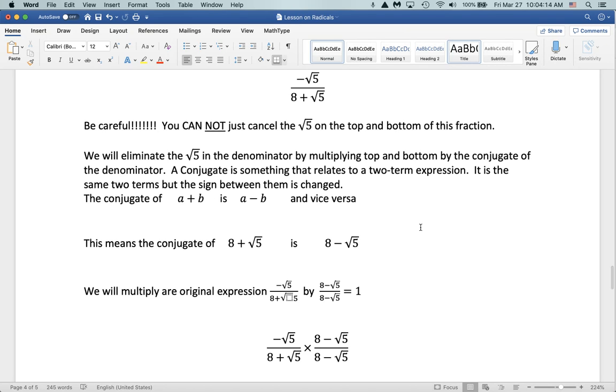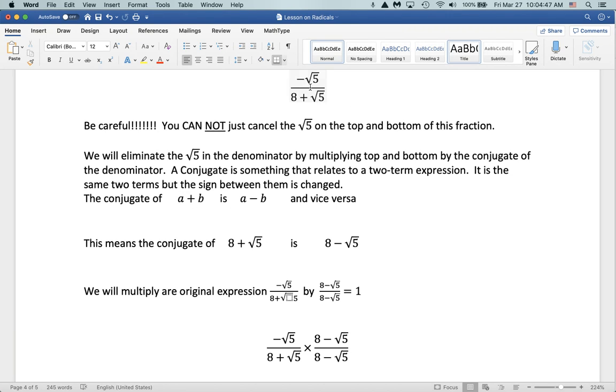Now you might ask, what do you mean by the conjugate? A conjugate is something that relates to a 2-term expression. So it is basically the exact same 2 terms, but the sign between them is changed. So for instance, if I have one number added to another number, its conjugate would be the same first number, but now minus the second number. These 2 things are conjugates. That's why I say vice versa. If you were given A minus B, its conjugate would be A plus B. Do you notice how I'm just changing the sign in between the 2 terms?